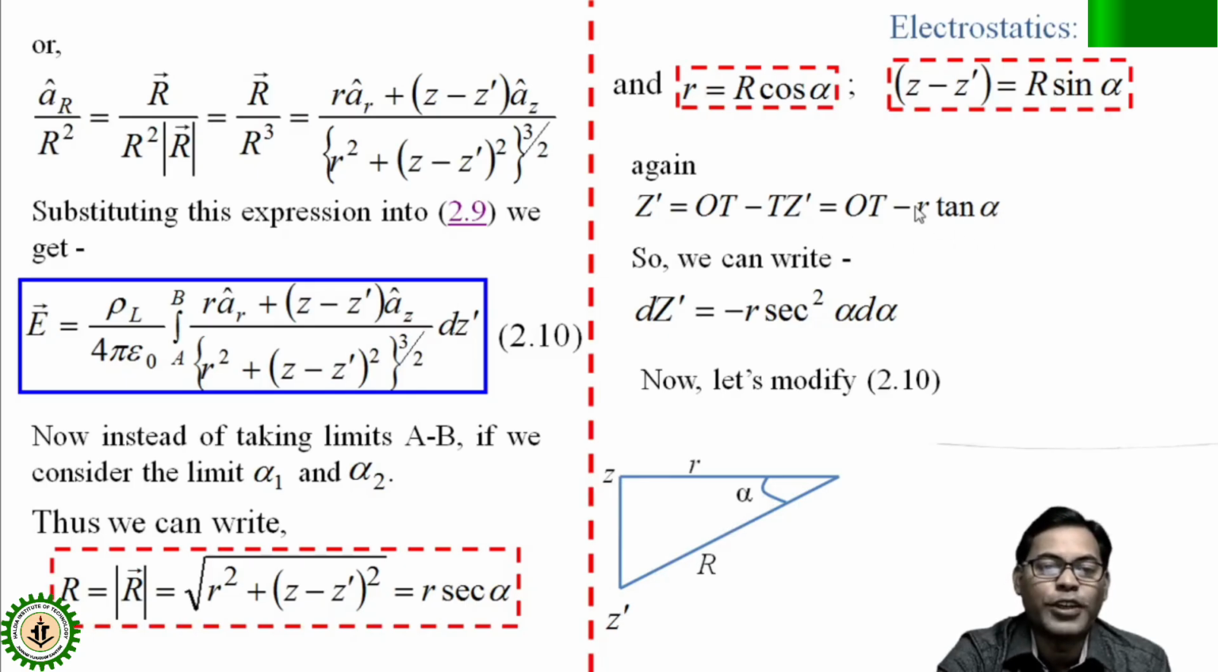So now if we take the derivative of this expression Z prime, dz prime equals, here OT is the constant value, so it will be 0, then the derivative of this expression is minus r sec square alpha d alpha. So now putting the expression of this small r, this z minus z prime, all these expressions in equation 2.10, we are going to get one expression that we will see.